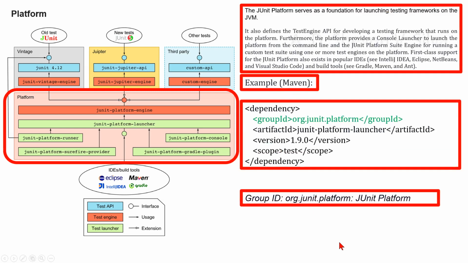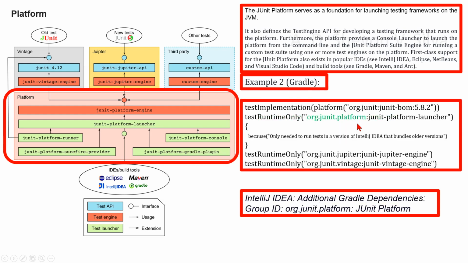As a Maven example, we can consider this segment. Here you can see group ID org.junit.platform, JUnit platform. As a Gradle example, we can consider this one. IntelliJ IDEA supports here additional Gradle dependencies.